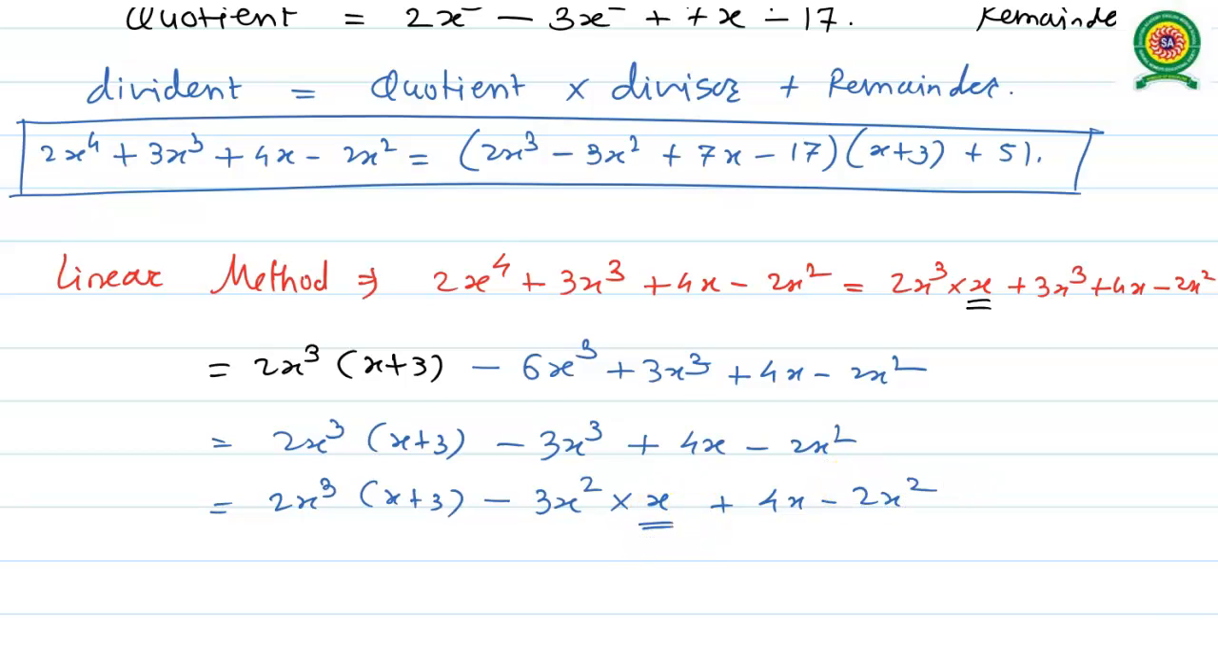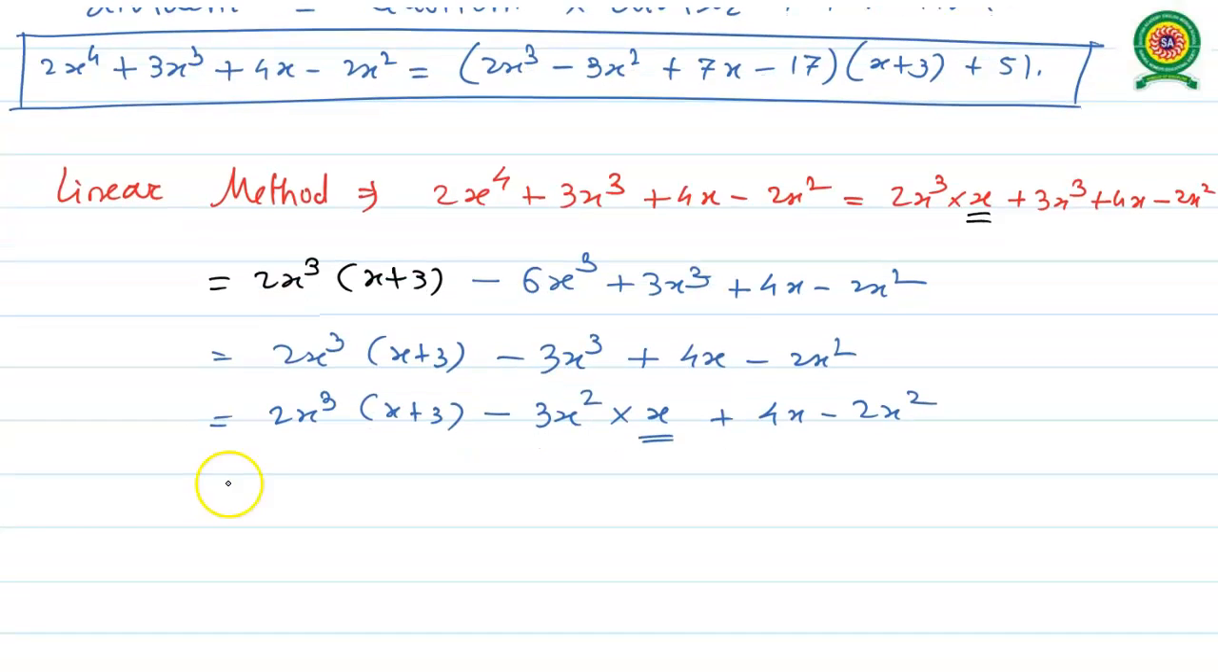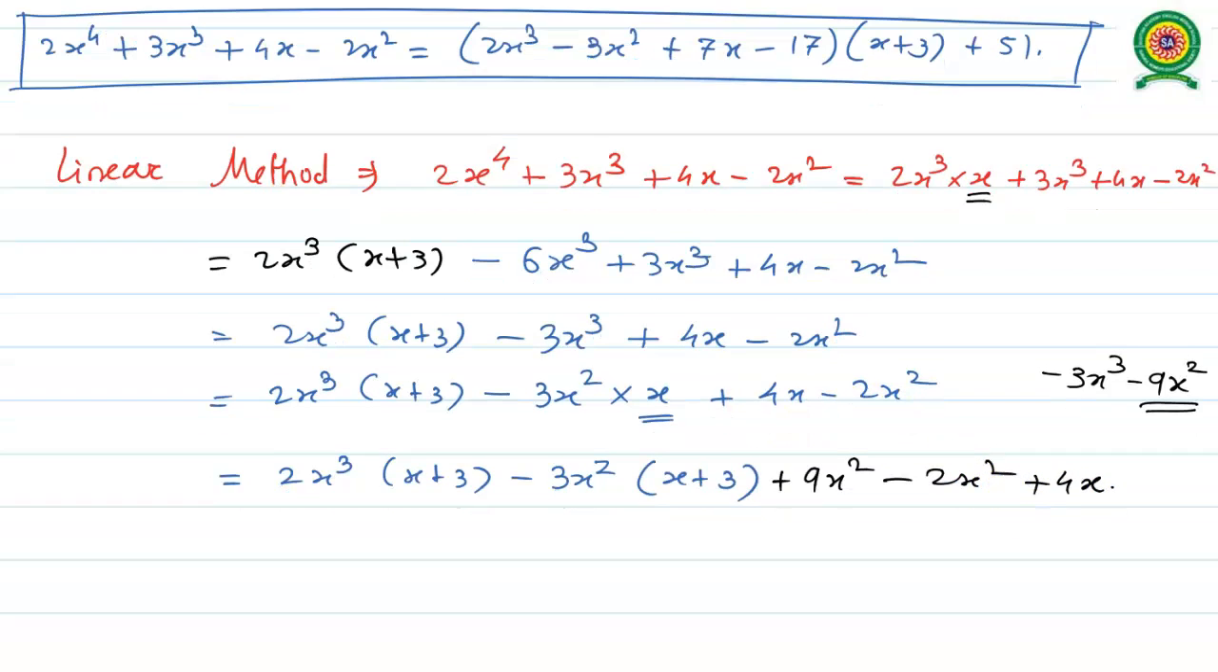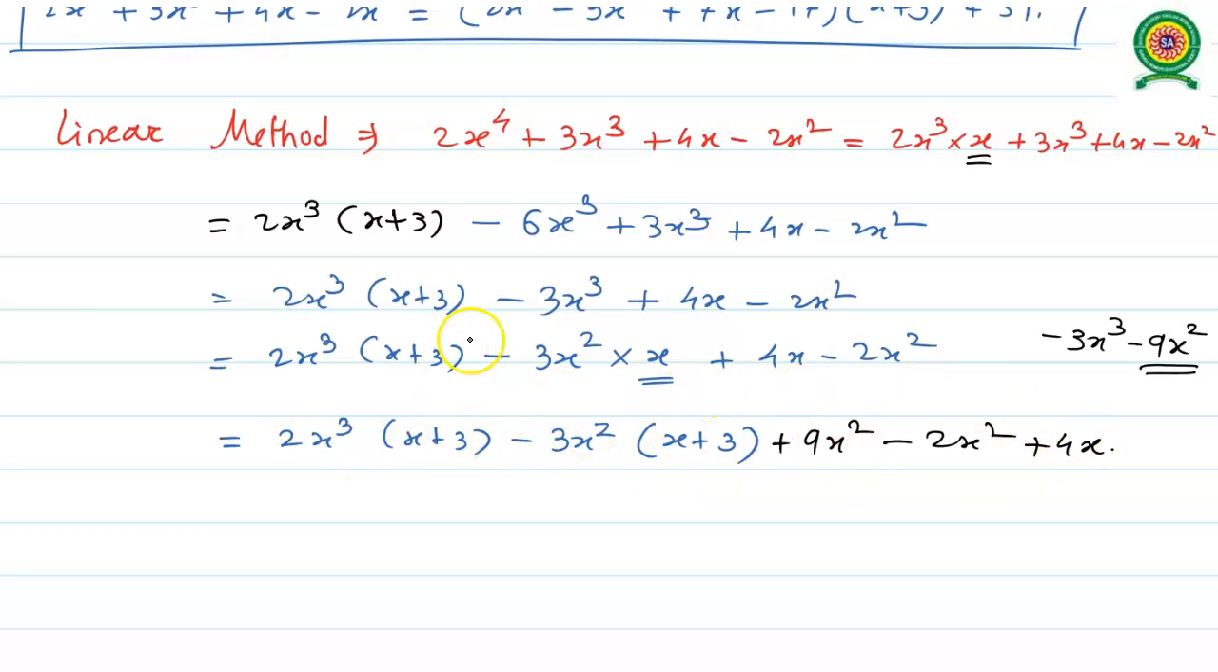Now again we can replace this x by our divisor polynomial, that is x plus 3, so that we get 2x cube into x plus 3 minus 3x square into x plus 3. Now once we distribute this minus 3x square over the bracket, we get minus 3 times x cube, then minus minus 3 times 3, which is 9 times x square. So to cancel out this minus 9x square we add 9x square, and I am writing the minus 2x square and plus 4x in this form. Once we simplify this step, we definitely get our dividend polynomial, keep in mind.